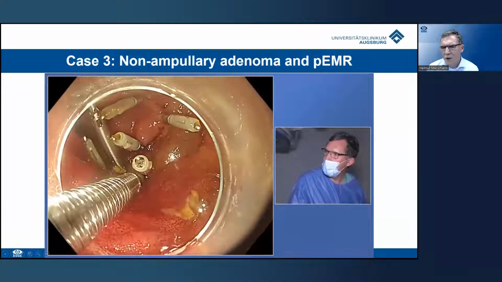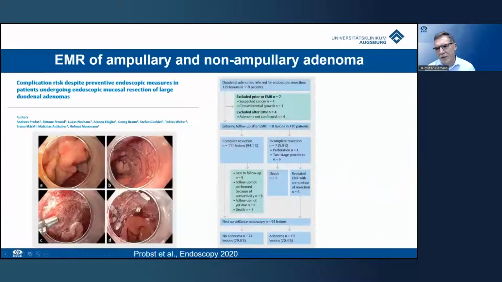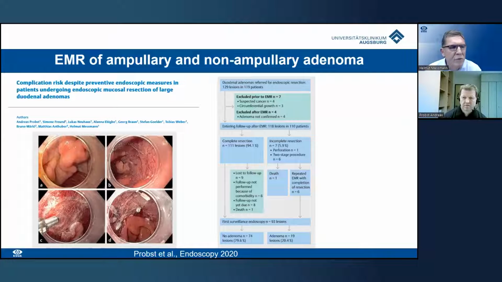Yeah, okay. This was three cases, and now I think Dr. Probst can present the data from our series where we performed this resection technique. So, Dr. Probst, maybe you can comment on the paper where you were the first author, the EMR of ampullary and non-ampullary adenoma. Yes, of course.